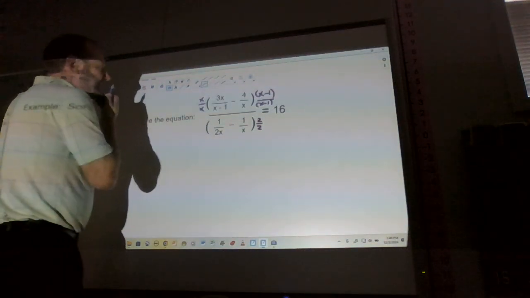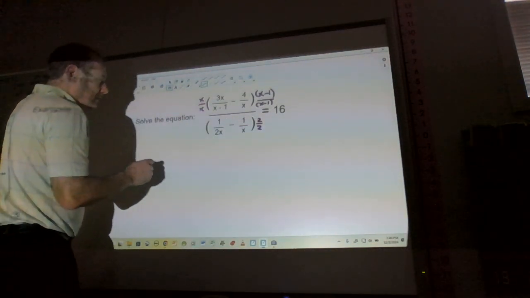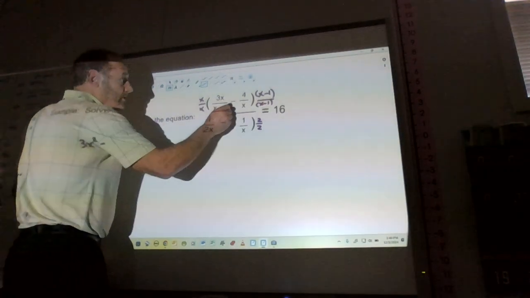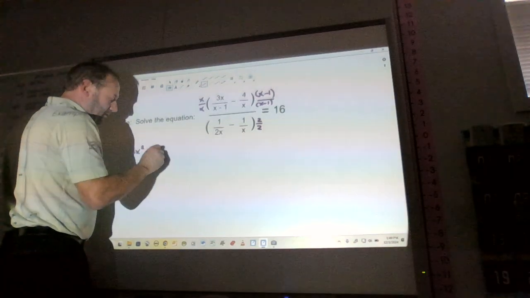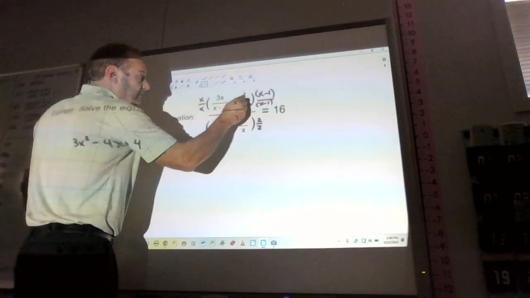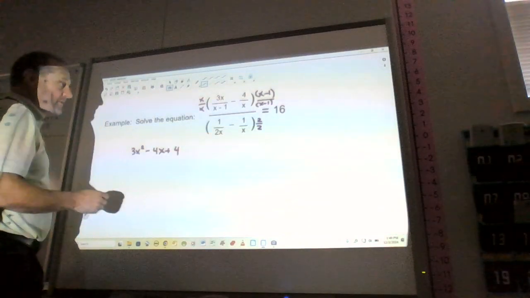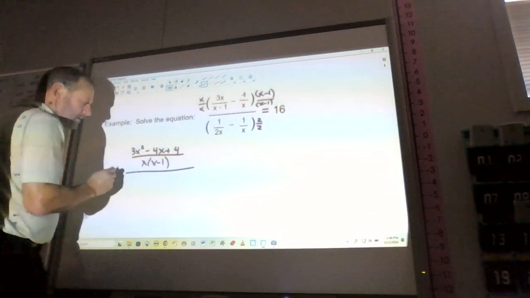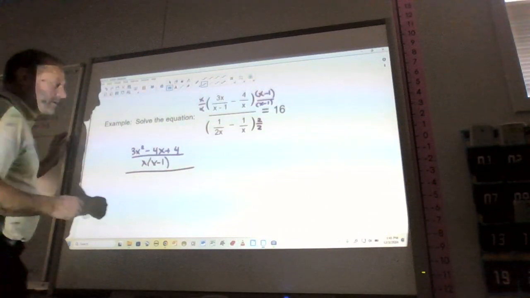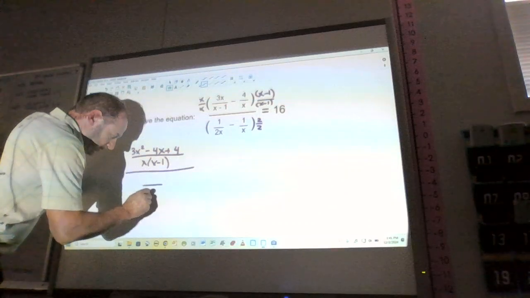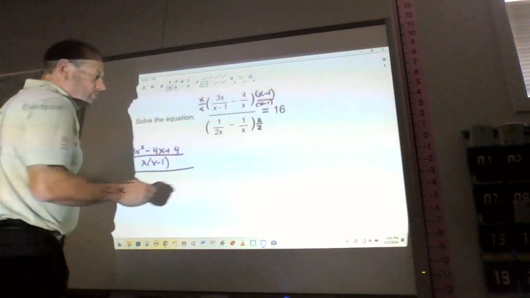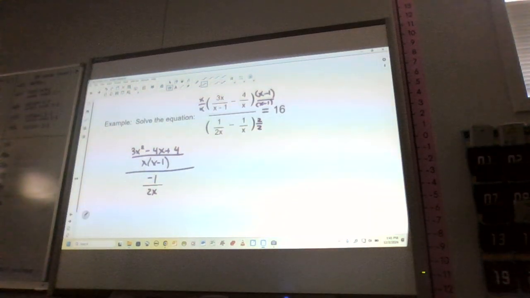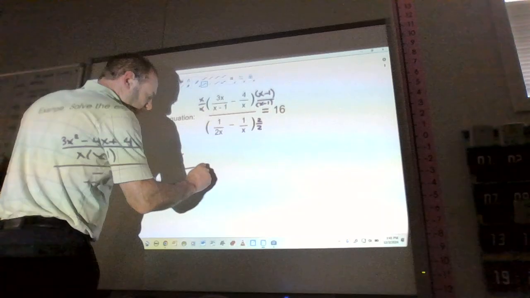And so, what am I going to get? I'm going to get 3x squared minus 4x plus 4. So negative 4 times this is going to give me this. In the denominator, I'm going to have x times x minus 1. And that's all going to be over 2x in the denominator, and this is going to be 1 minus 2, which would be negative 1 in the numerator. And that's going to equal 16.